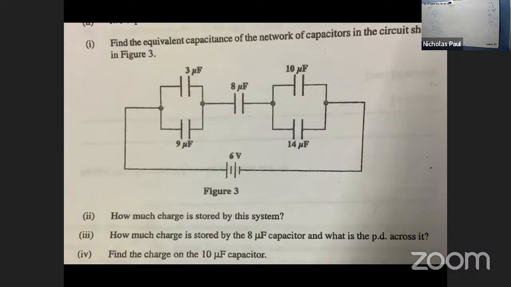Right, so simplify the circuit. It's much easier to simplify it in parallel, right? Simplify those in parallel and then work it out. Okay, you're right. So in parallel, they would go.